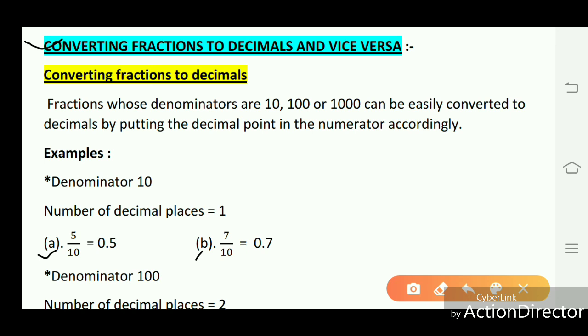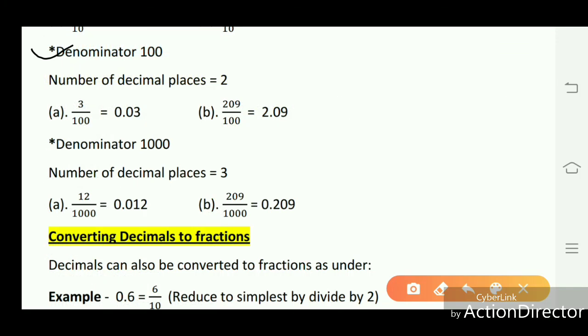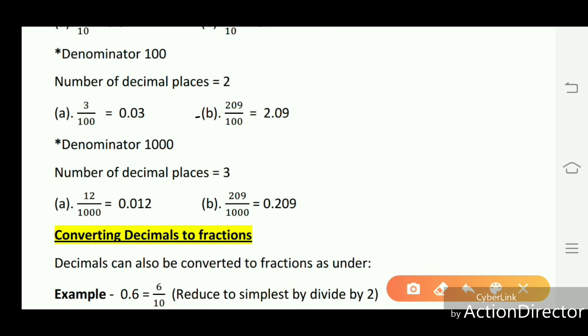So here the decimal shifts to the left hand side by one place, because the denominator has only one zero. Denominator 100, number of decimal places equal to 2. Example A, 3 upon 100 equal to 0.03. Example B, 209 upon 100 equal to 2.09.